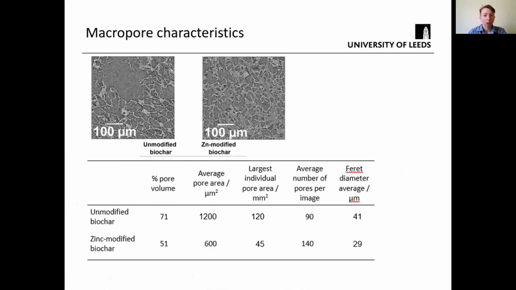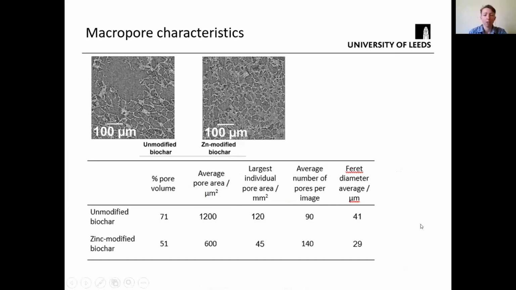There are a number of other ways that the data can be numerically realized. It all tells a similar story in this case, that for the unmodified biochar, pore areas are bigger and larger. There are fewer pores per image, which could mean either that the pores are larger or there is a different degree of interconnectivity. I'm yet to fully get to the bottom of that.